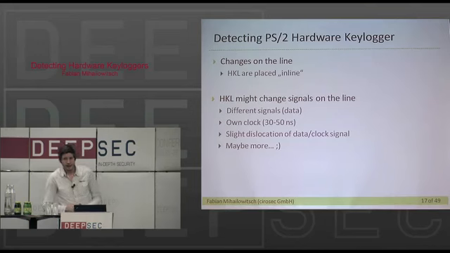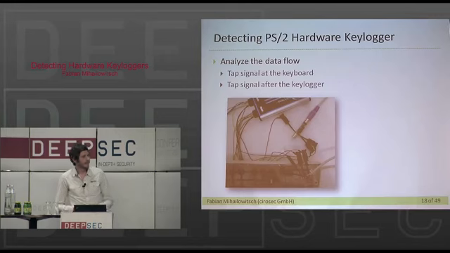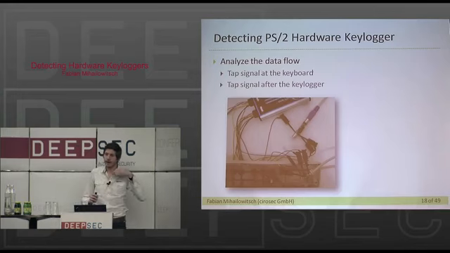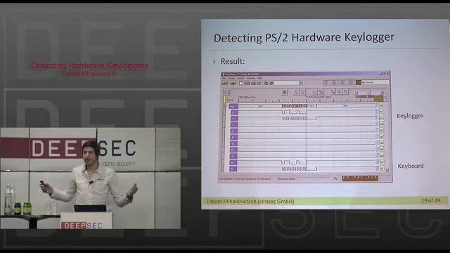So what I did is I took a logic analyzer and I tried to tap the signals directly at the keyboard, so once the keyboard sends the signal, I get it. And I tried to tap the signal after the keylogger, so I can see how the data looks when the keyboard sends it and how it actually looks after it has passed the keylogger. And you get a nice graphic like this. You can see the keylogger, which is basically the clock and the data. You can see the keyboard, data, clock, and you can't see anything.